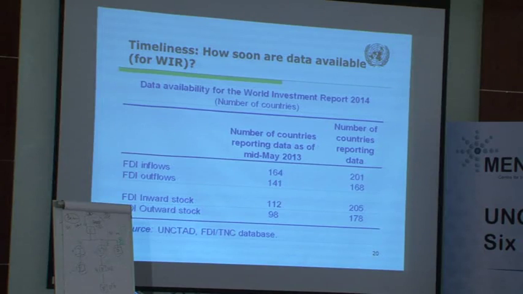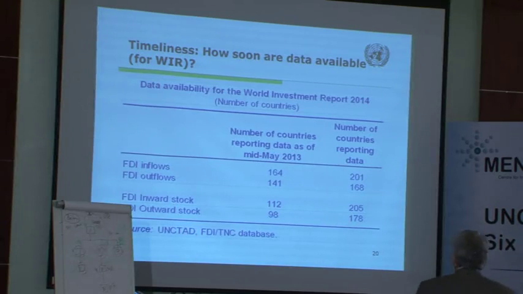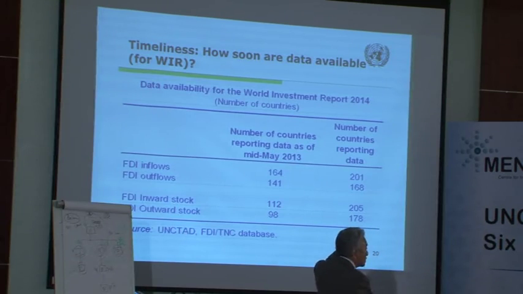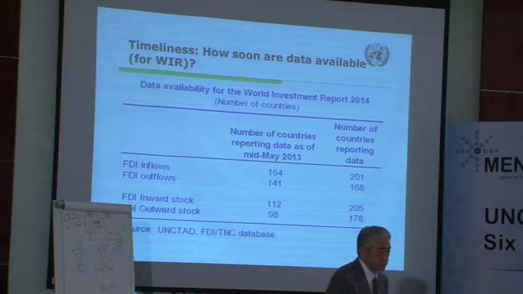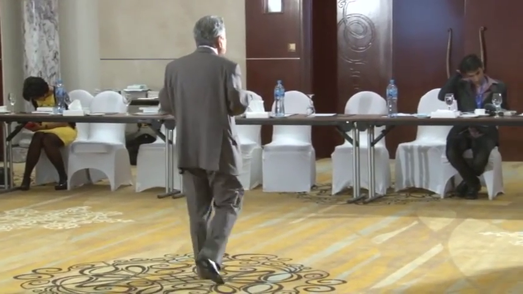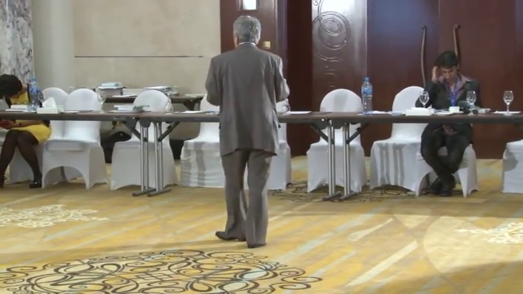We receive data in mid-May, for example. Most of the countries can report the data for the previous year. For example, the report you're looking at, the 2014 WIR, mid-May 2014. We normally say that by mid-May, 160 out of the 200 economies report. But when it comes to stock, about half of the countries could report. Normally, within 5 to 6 months, the data should be ready for flows.